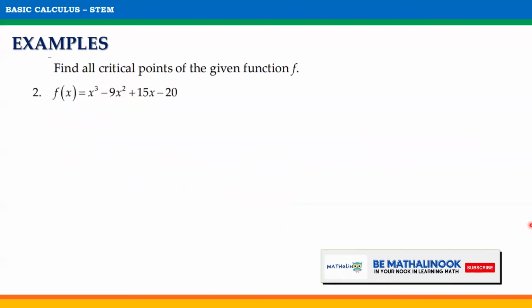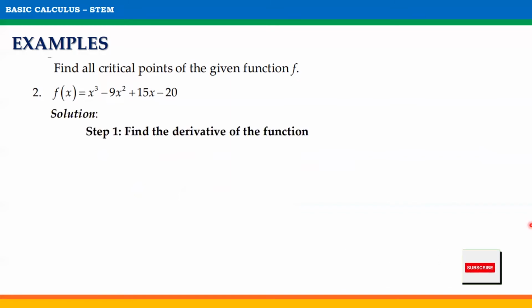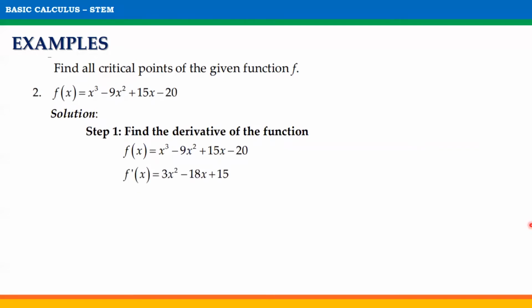Let us take another function. f of x equals x cubed minus 9x squared plus 15x minus 20. First step is to find the derivative of the function. Applying the differentiation rules, we will get f prime of x is equal to 3x squared minus 18x plus 15.